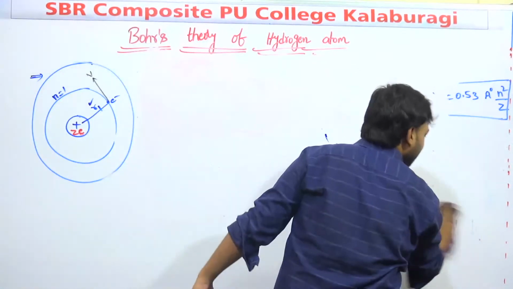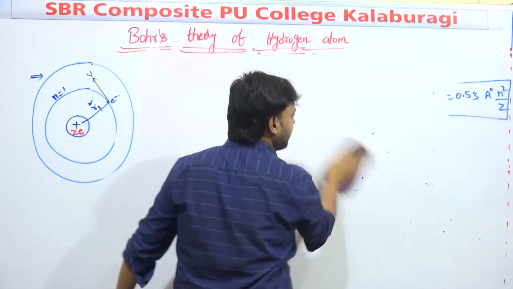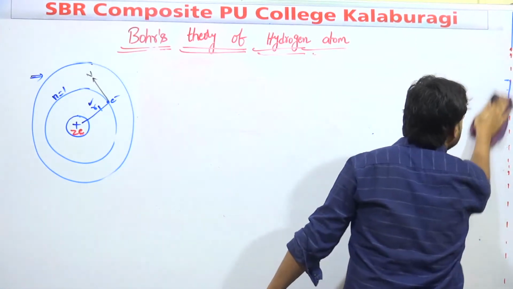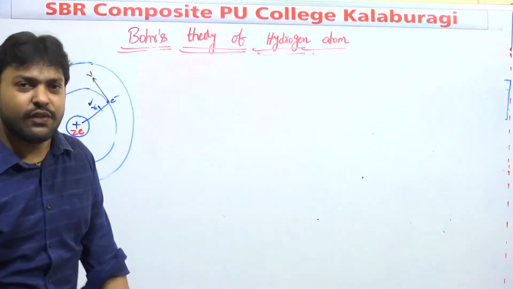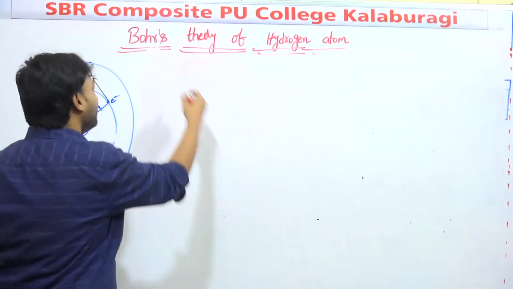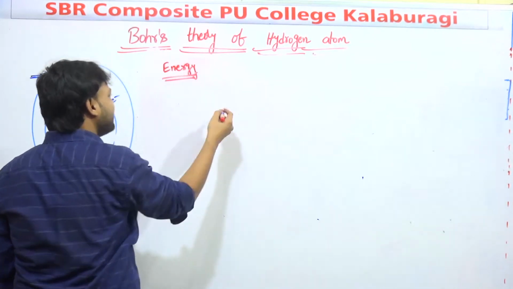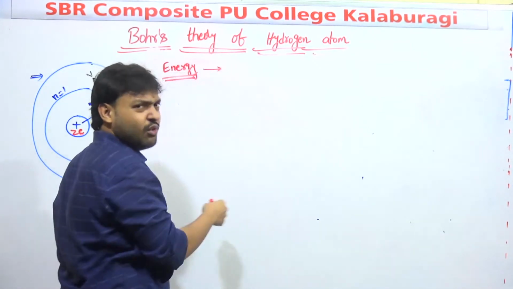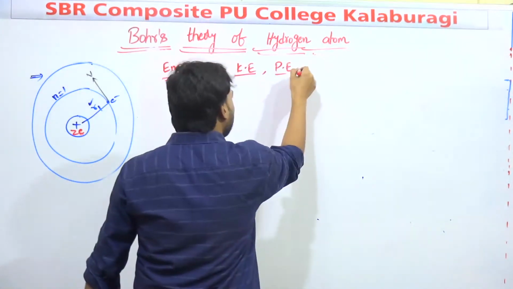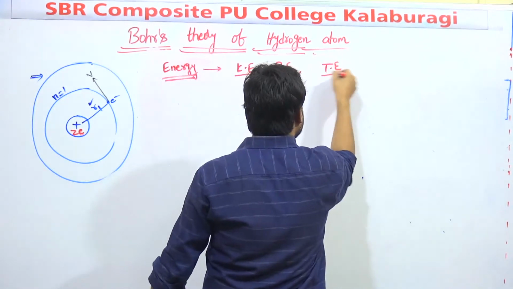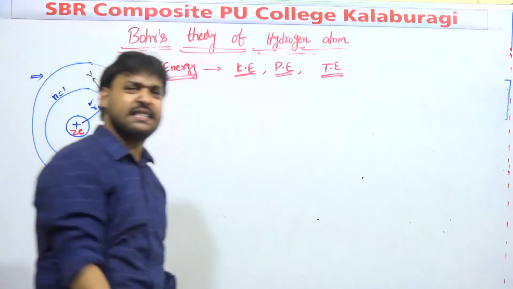Okay? So next we will calculate energies. Energy. Sir, energy in the sense, two types of energies will be there. So what are those? We'll calculate everything: kinetic energy, potential energy, and later on total energy. Right? The same way what he calculated.